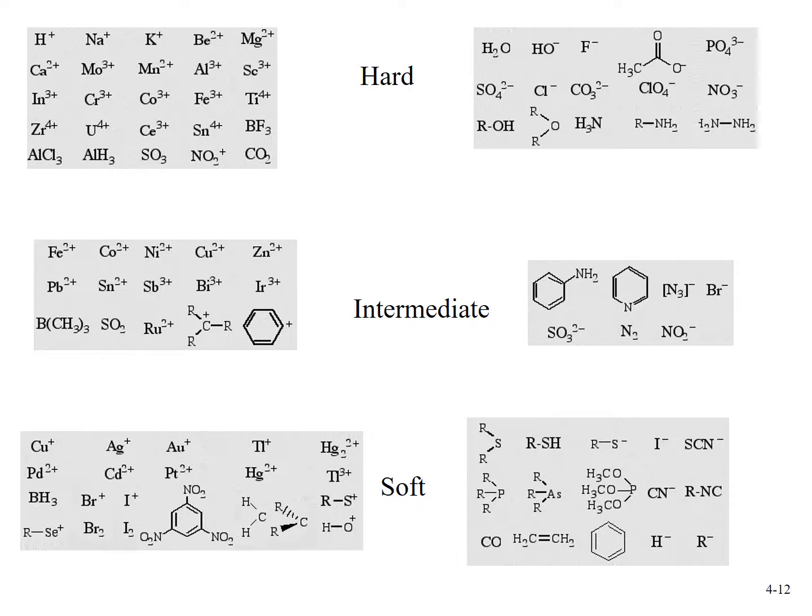Here are some examples of hard metals and ligands, intermediates, and soft. As we see from the hard, we tend to have smaller ions and higher oxidation states, and the soft are larger and lower oxidation states.